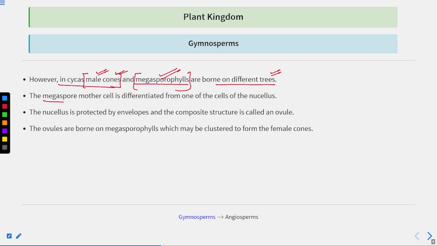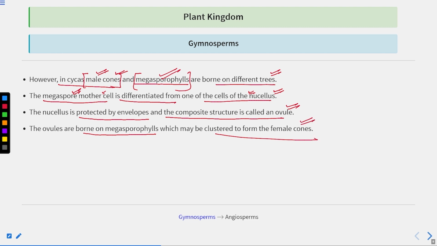So the megaspore mother cell is differentiated from one of the cells of the nucellus. Okay, so in the case of megasporophyll, the megaspore mother cell gets differentiated from the other cells of the nucellus, and the nucellus is protected by an envelope, and the composite structure is called the ovule. Now the ovules are borne on the megasporophylls, which may be clustered to form a female cone. So sometimes they have a cone-like structure, like in the case of Pinus, all the megasporophylls become hard compact clusters, and that forms the female cones.